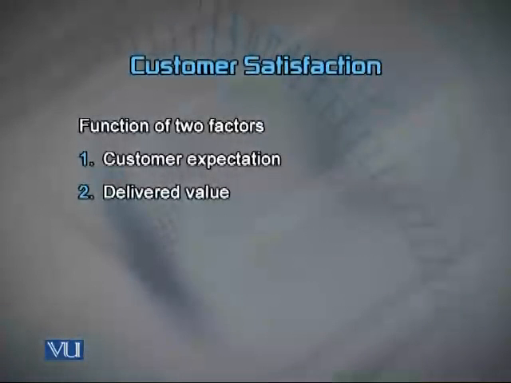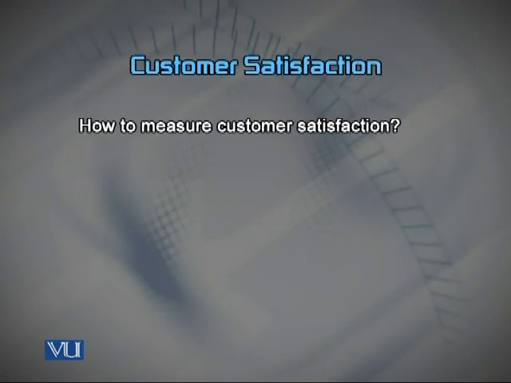On the other hand, if the customer expects something different but gets less than what he is expecting, then we will find that he will be dissatisfied. Now, therefore, customer satisfaction becomes a function of these two things. One, the customer expectation, and two, the delivered value to the customer. Now, the important point is, therefore, how to understand whether the customer has been satisfied or not satisfied.